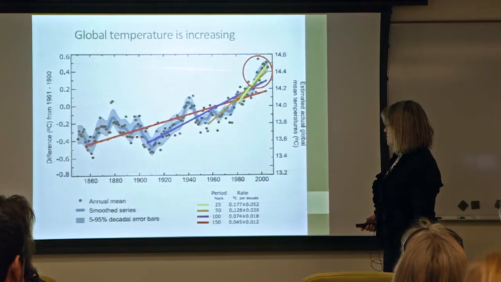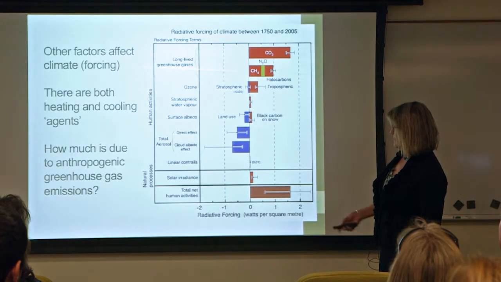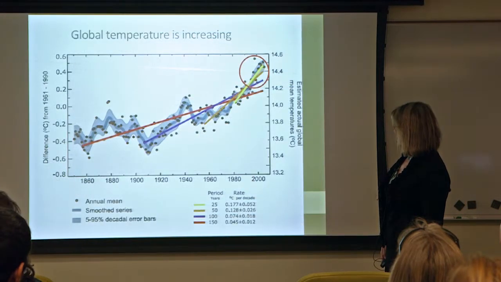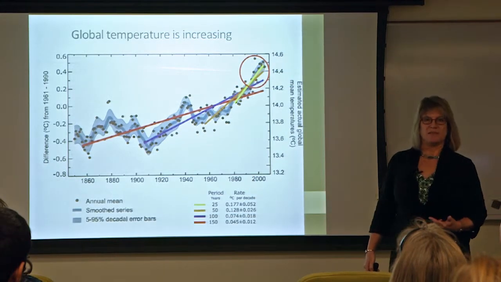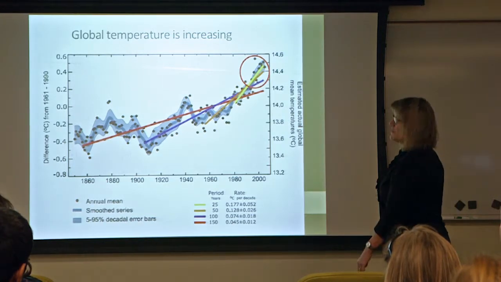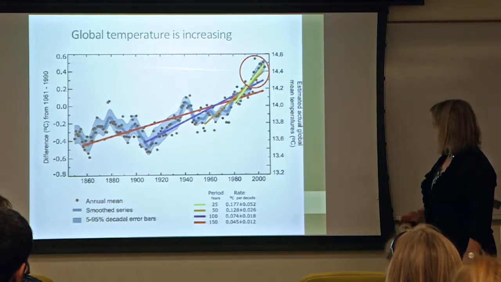So how much is due to anthropogenic greenhouse gas emissions is the question, and this is kind of giving you an answer for that. That comes from the 2007 IPCC, and I think that's the Intergovernmental Panel on Climate Change. I think that's not likely to change a whole lot.